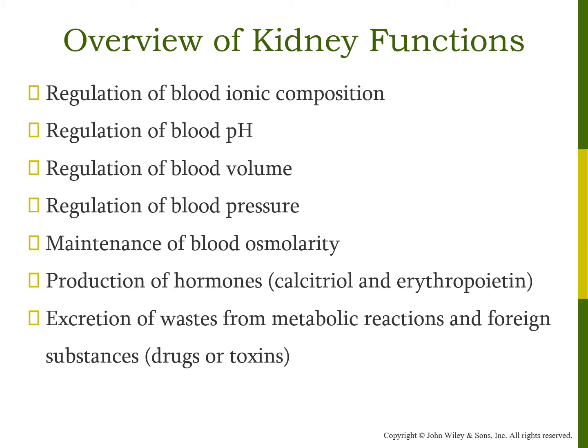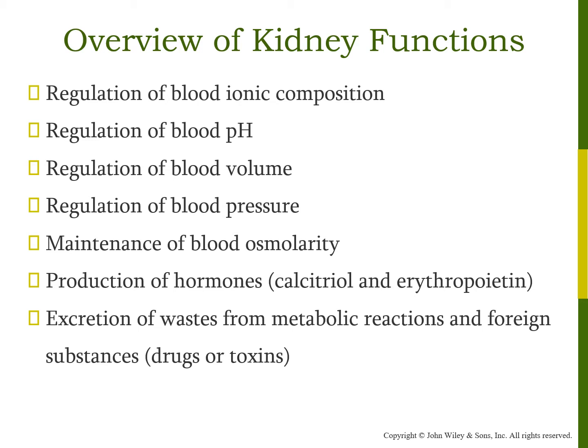The kidneys also regulate blood pH by excreting variable amounts of hydrogen ion into the urine, the waste product from the kidneys, or by conserving bicarbonate ions, which are important buffers in the blood. The kidneys regulate blood volume by adjusting the amount of water that is either conserved or eliminated in urine.